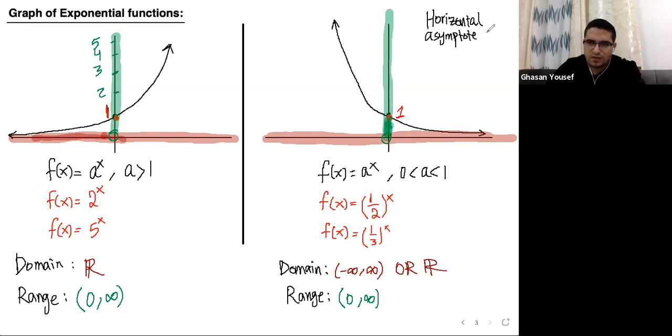What is the horizontal asymptote? What is the line such that the curve will be close to it, but will not touch it? What is the equation of this line?